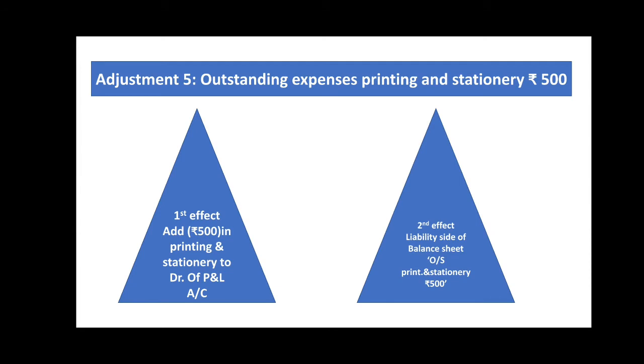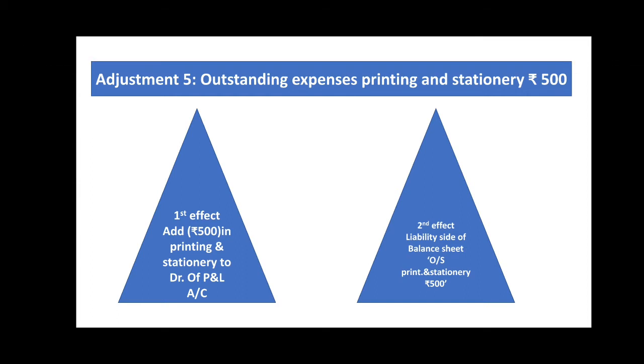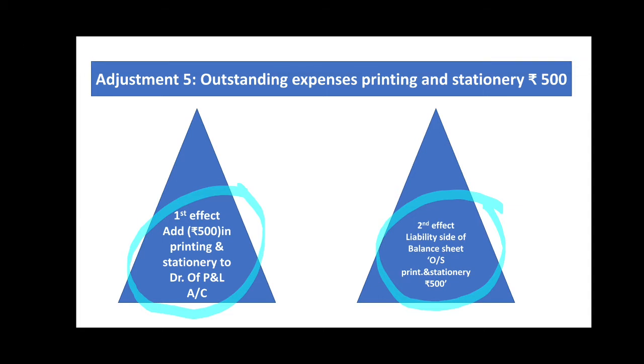Adjustment 5, outstanding expenses, printing and stationery rupees 500. Printing and stationery, the first effect: add 500 in the printing and stationery to the debit side of profit and loss account, and second effect to the liability side of balance sheet, writing outstanding printing and stationery rupees 500.